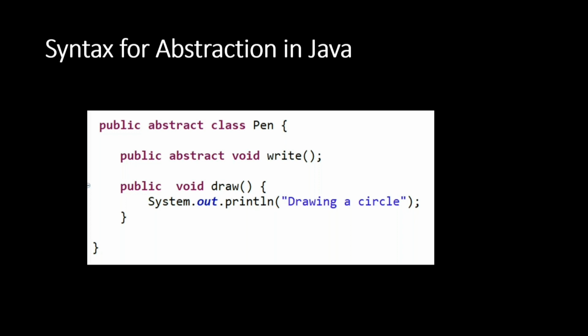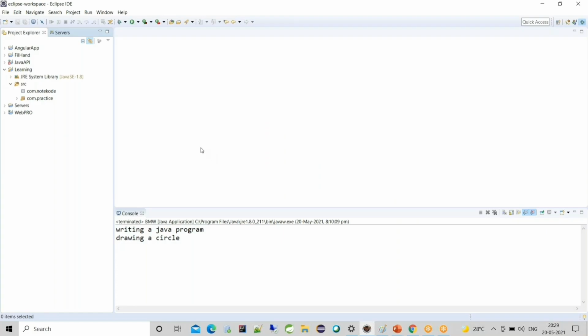You can easily see write is declared with the abstract keyword, and you also see the write method has no body because an abstract method does not contain any body. And in the non-abstract draw method, it has a body where we are printing the statement drawing a circle. Let's understand abstraction with the help of Java code.